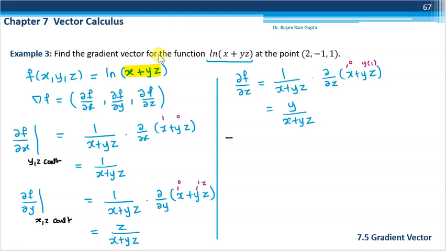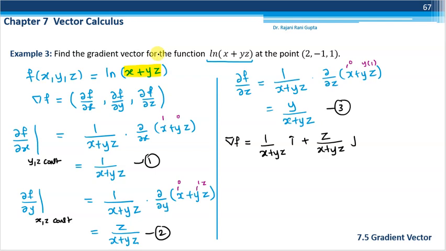So this gives you the gradient of f, because it is three dimensions now. So we are using three values: 1 over x plus yz with i, z over x plus yz with j, and y over x plus yz with k. Now, if you are finding del f at the point 2, minus 1, 1, basically these are the values for x, y, and z. Substitute it.